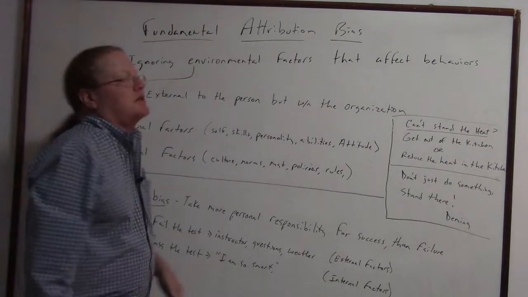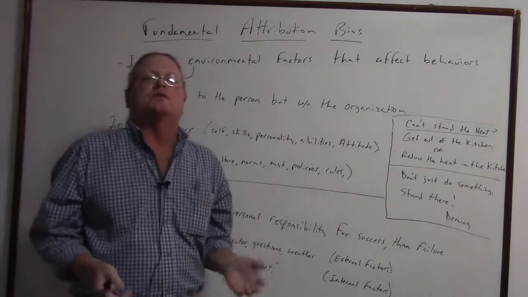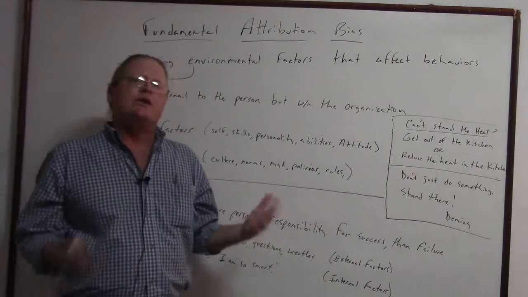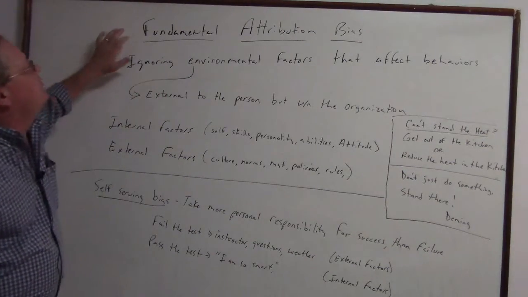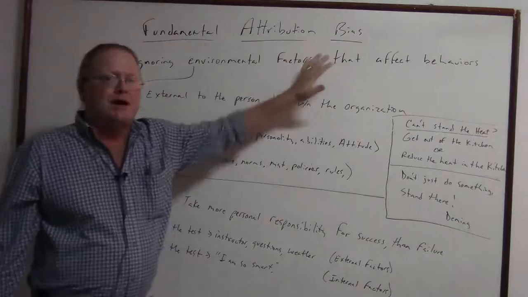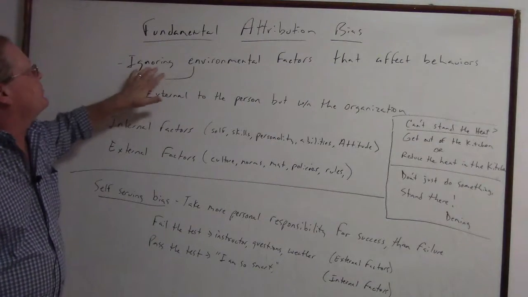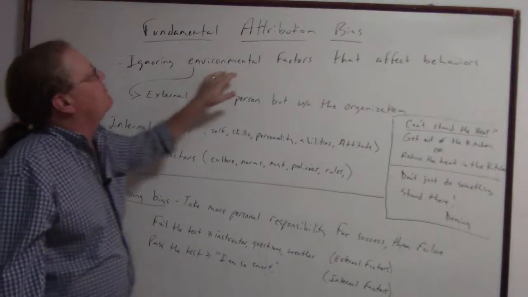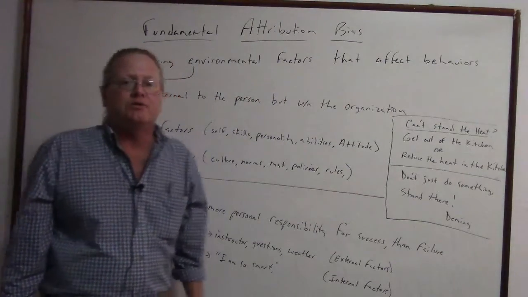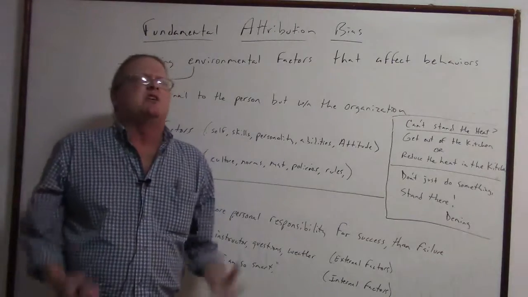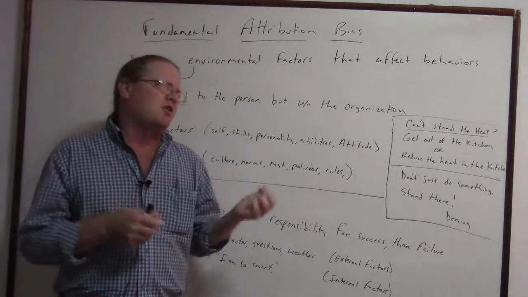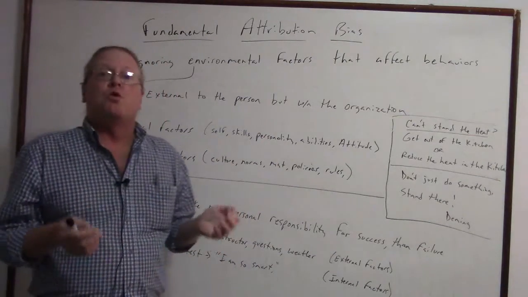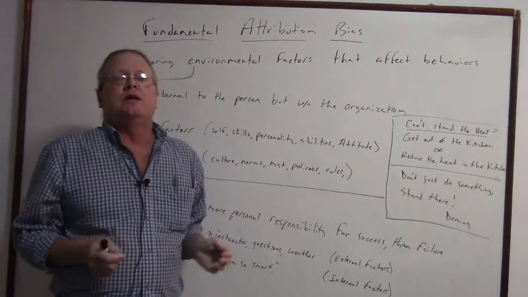Now, in the last class, I know we talked a lot about internal factors and external factors, but I don't think we put it in this perspective. We have the fundamental attribution bias. This is where people often ignore environmental factors that affect behaviors. You see somebody in a bad mood and you go, oh, they're just grumpy. They're always miserable or something like that, without thinking about what they've been through or why they're moody.